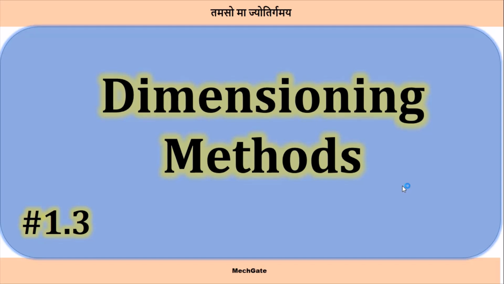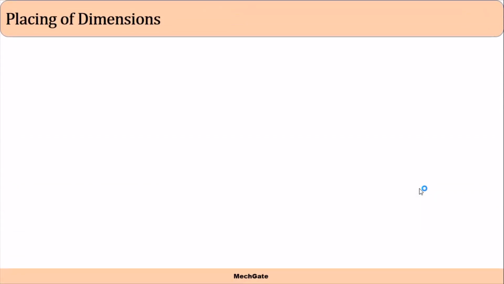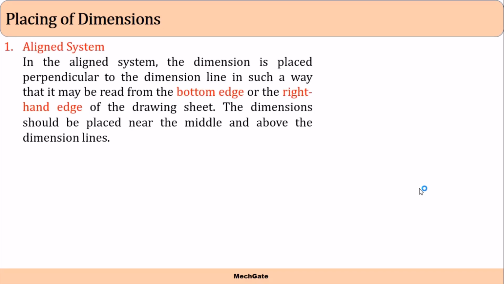In this video we will learn various dimensioning methods. So let's start. There are basically two types of methods which are used for placing of dimensions. One is the aligned system of dimensioning and another is the unidirectional system of dimensioning.